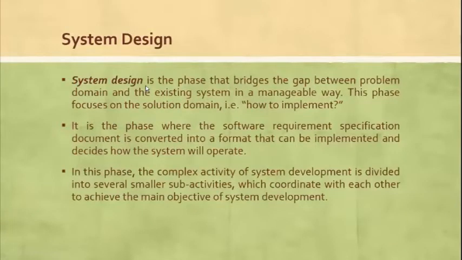So system design is the phase that bridges the gap between problem domain and the existing system in a manageable way. This phase focuses on the solution domain, for example, how to implement. It is the phase where the software requirement specification document is converted into a format that can be implemented and decides how the system will operate. In this phase, the complex activity of system development is divided into several smaller sub-activities, which coordinate with each other to achieve the main objective of system development.